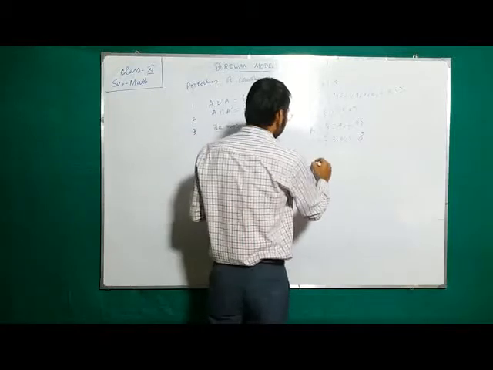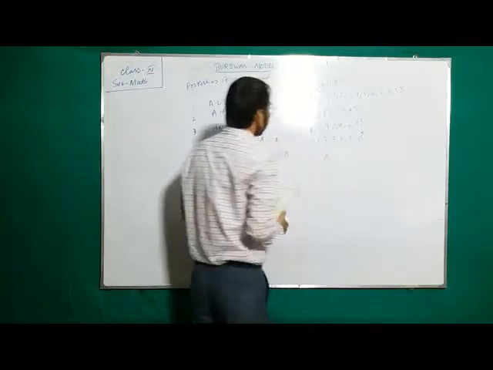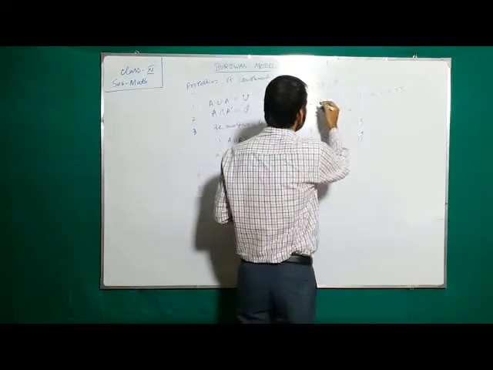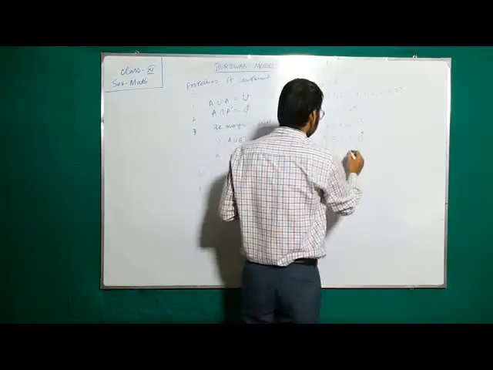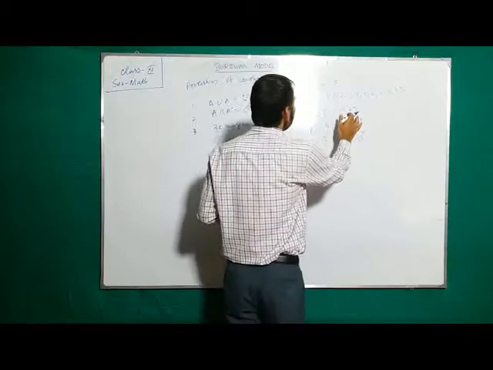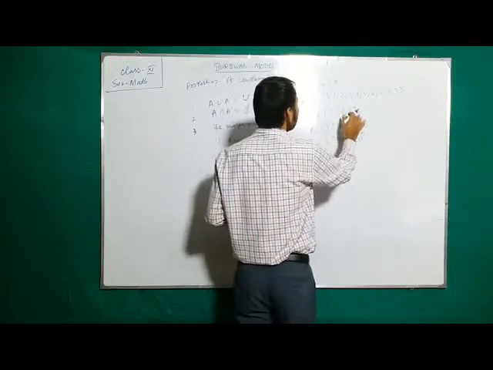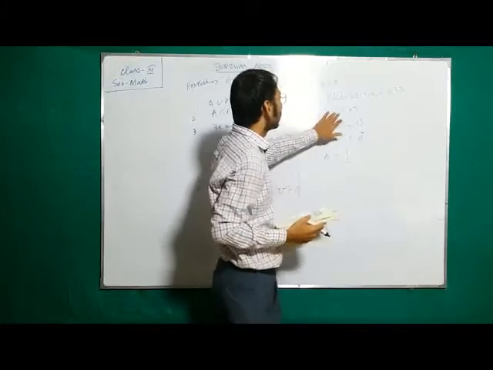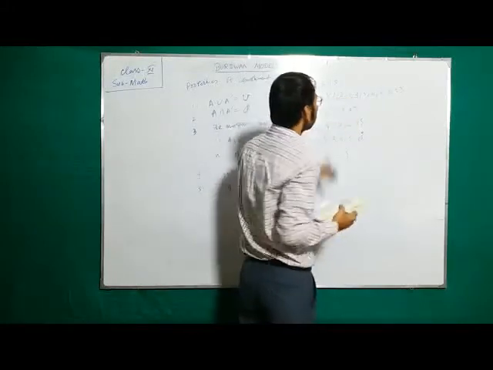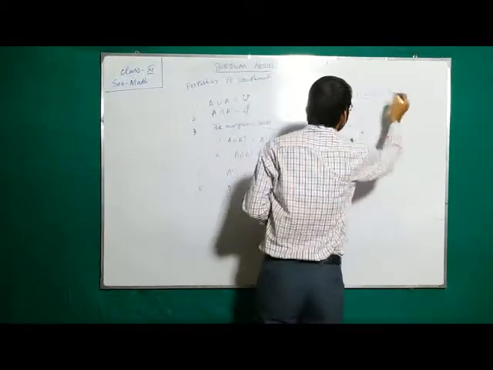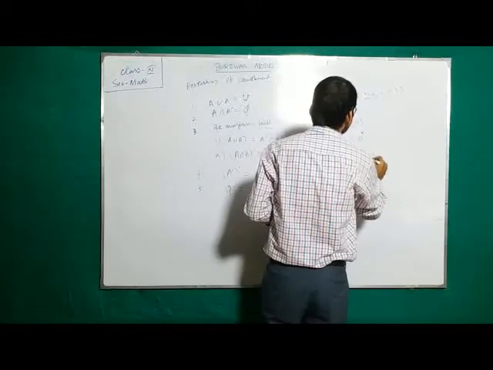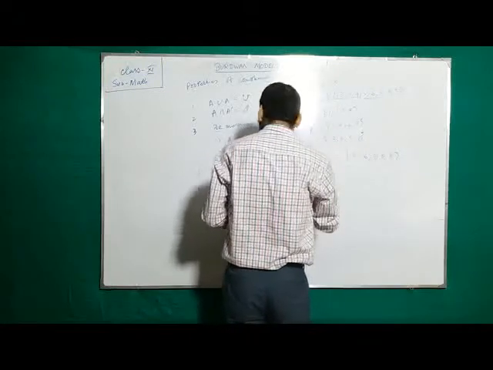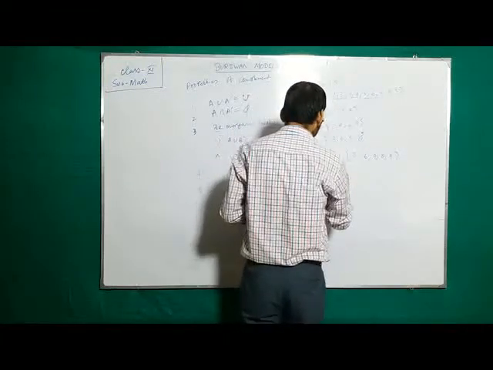the A complement. First of all, A complement means the elements outside A which are from the universal set. So A is 1, 2, 3, 4. I am excluding the elements 1, 2, 3, 4 from the universal set. So the elements left are 5, 6, 7, 8, 9. This is A complement.